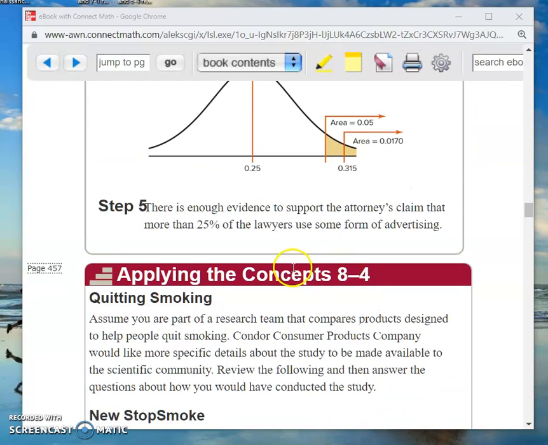Okay, well, that's the end of section 8-4. Section 8.2 was the long one, because that kind of taught us everything we needed to know, and now we're just applying it to these different tests. So that's the end of section 8-4. This is video number 2.